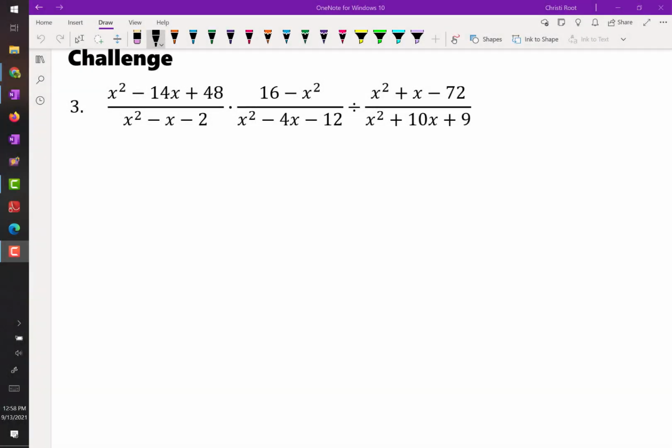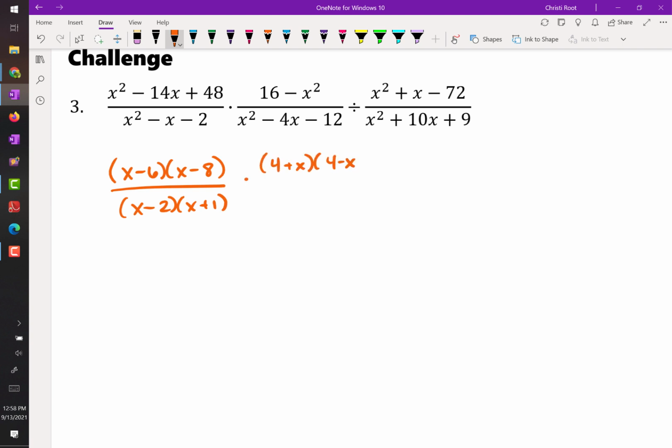All right, it's time for our challenge problem of the day. So what we want to do here is recognize the fact that the first two fractions are being multiplied, but the third one is being divided. So as I rewrite this, let's consider that. This first part, it's going to be x minus 6, x minus 8. This one's going to be x minus 2, x plus 1. Top part's going to be 4 plus x, that's a difference of squares, 4 minus x. Bottom, x, gotta think about it, minus 6x plus 2.